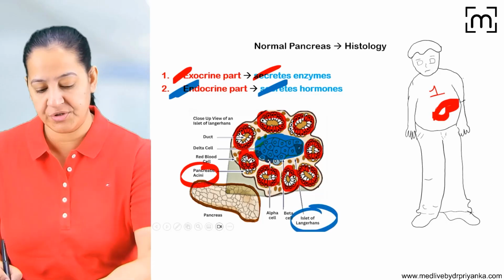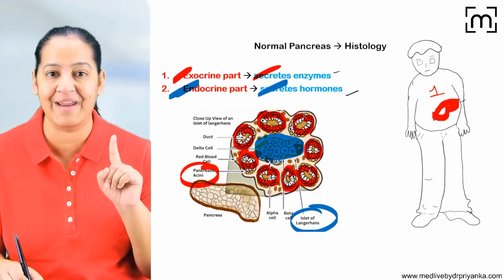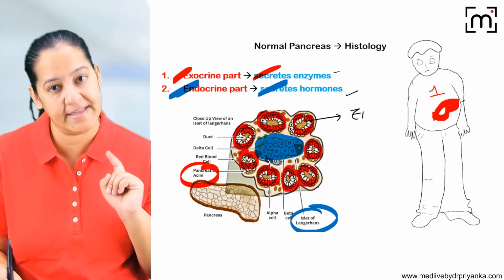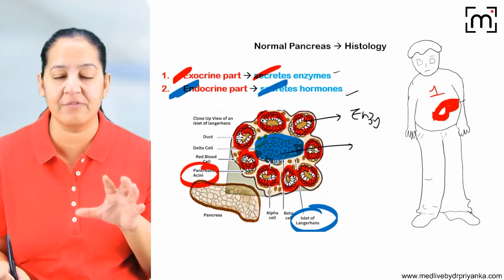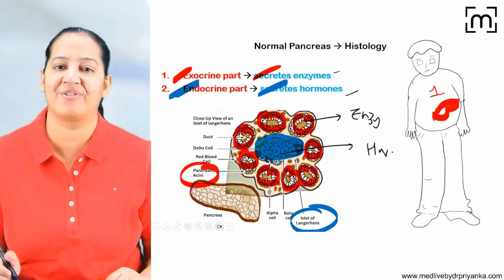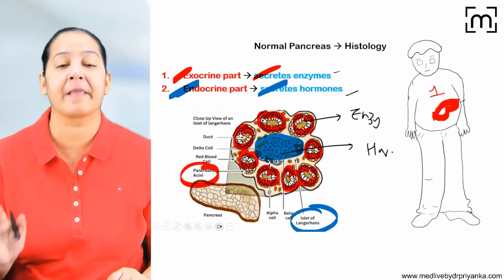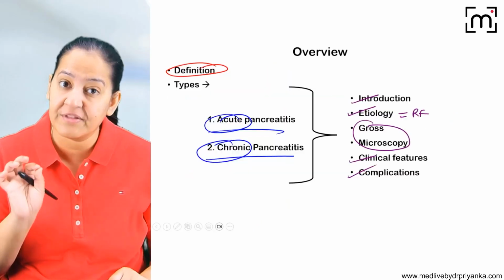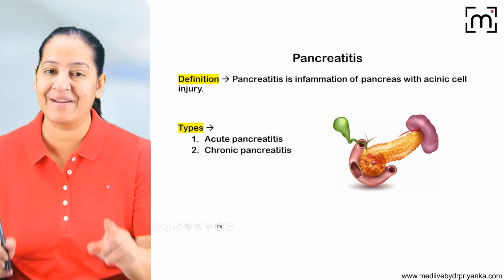So we have two portions. You can see the exocrine and the endocrine. The exocrine part is in the form of acini and it secretes enzymes, and the endocrine part is in the form of islets of Langerhans and it secretes hormones. Currently my topic is pancreatitis. So pancreatitis is inflammation of the exocrine pancreas. It is the inflammation of the acini. So let's start the topic, pancreatitis.